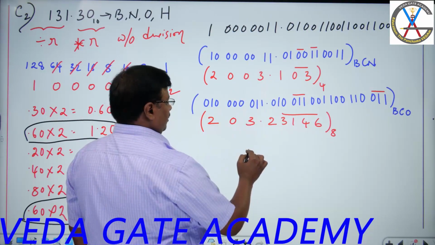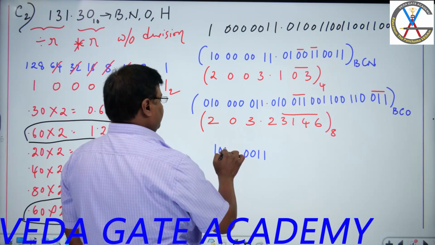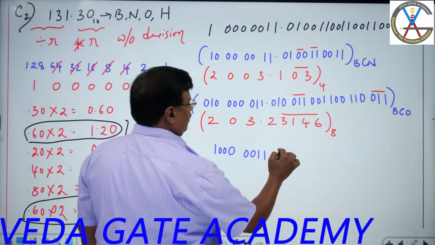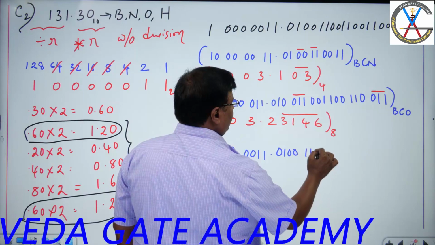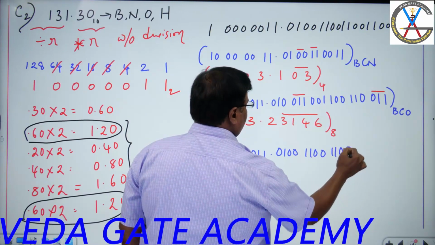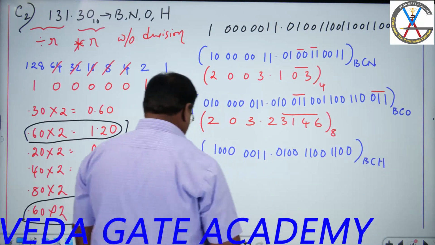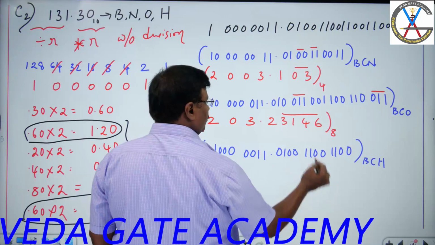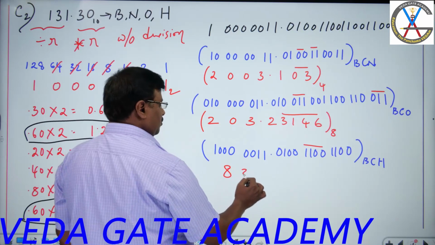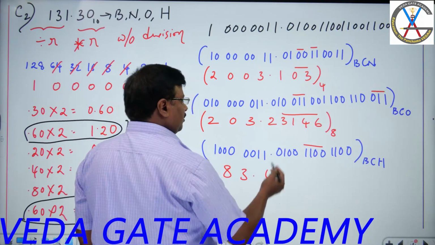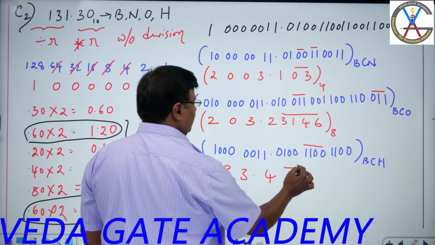The 4-digit equivalent: 0011 1000 . 0100 1100, again 1100. So 1100 repetition occurred. Binary coded hexadecimal. The right answer is 83.4, then 1100 which is 12, and 12 is C. So C is repeating. Base 16.